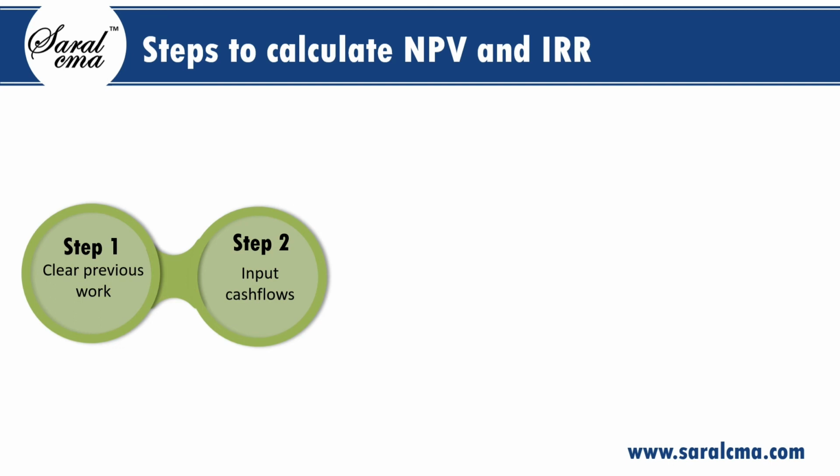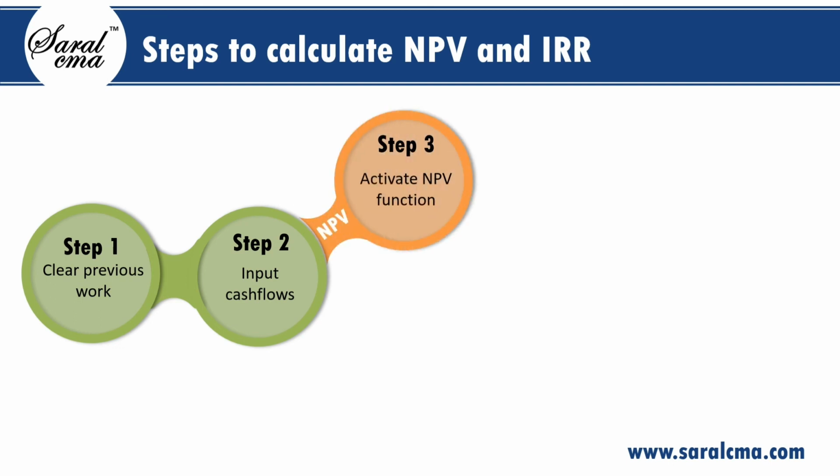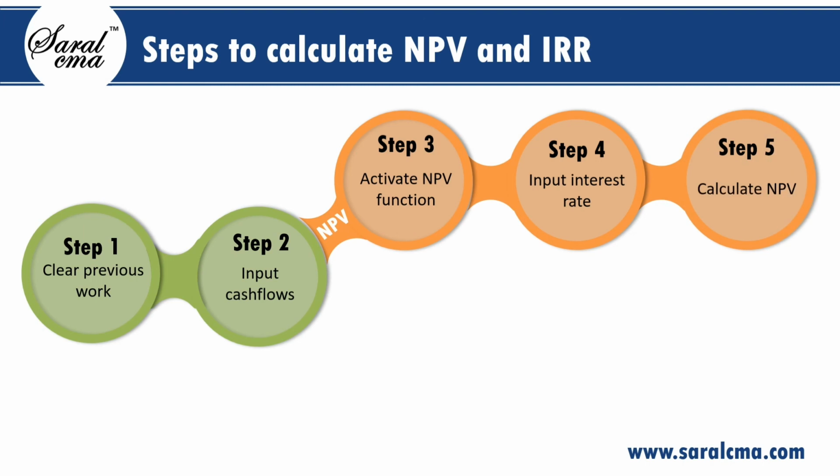From here, let us look at steps to calculate NPV first and then study steps to calculate IRR. After the first two steps, the third step is to calculate NPV by activating NPV function. The next step is to input the interest rate, which is also known as the discount rate. The final step is to calculate NPV.